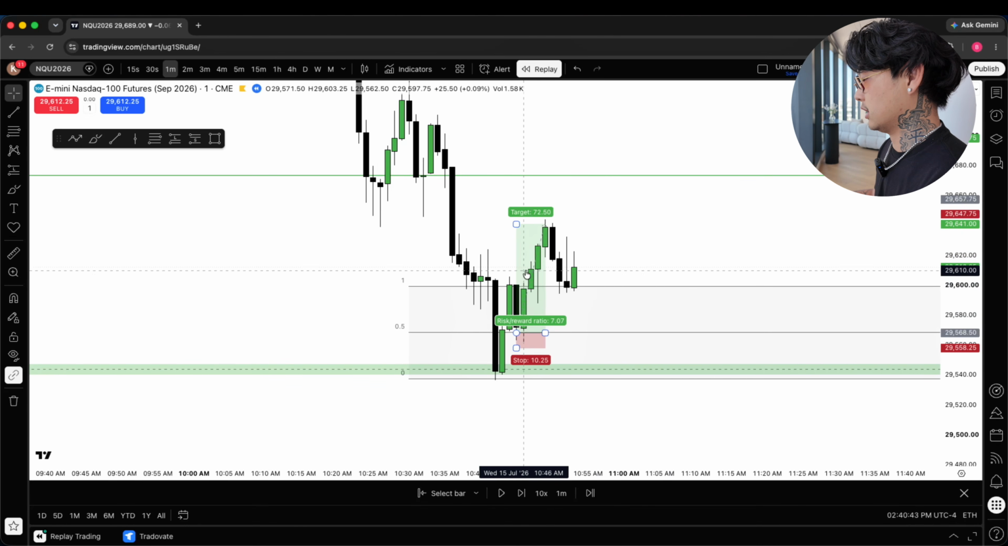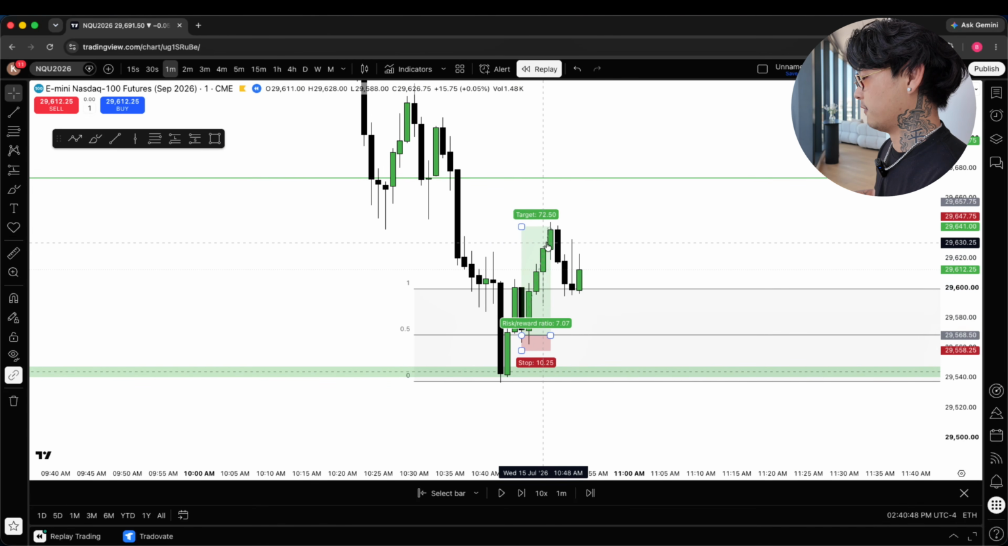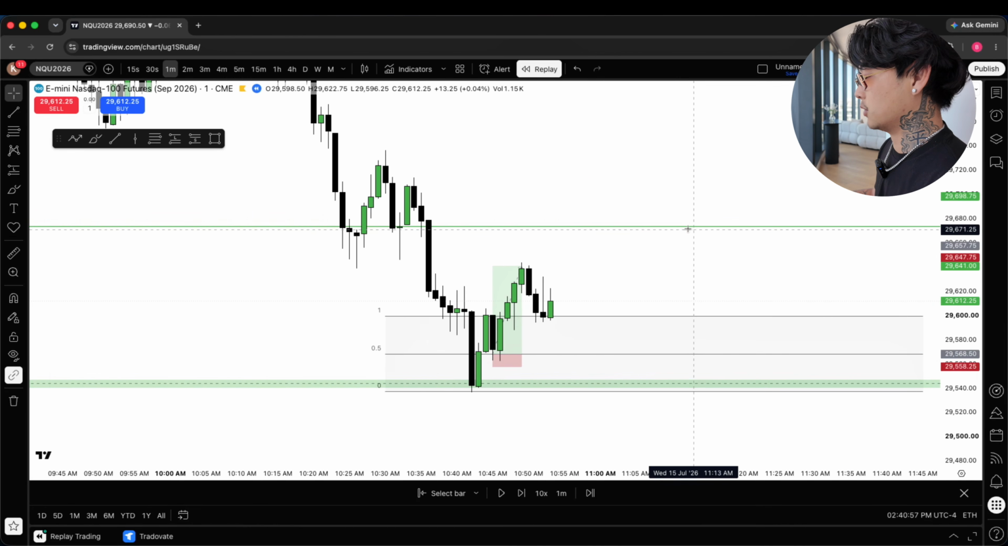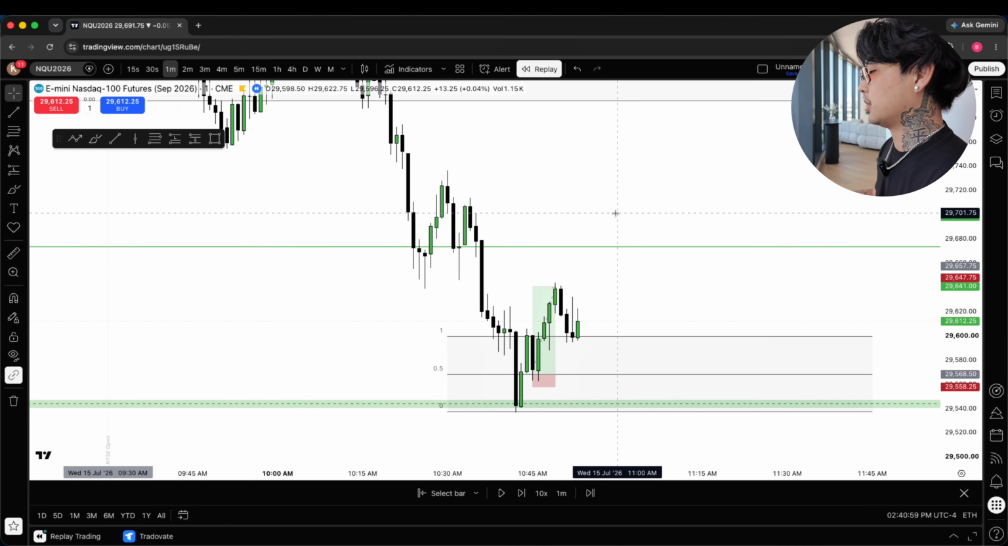Nice 1 to 7 in about 1, 2, 3, 4, 5 minutes. So as you can see, beautiful trade using the new 4-hour 15-minute rejection block strategy.